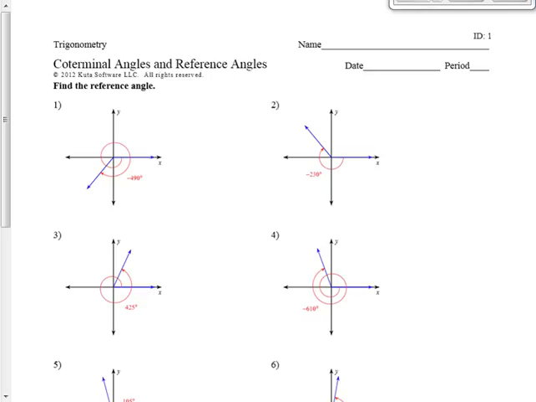So reference angles. Reference angles are the acute angle, so acute being less than 90 degrees, that's between the terminal side of this angle and the x-axis. So in terms of number one here, the reference angle is this angle that's right here. Okay, that's the reference angle. So I want to find that reference angle, and I want to take a look at what that angle is. That's the reference angle. And I'm going to use that.